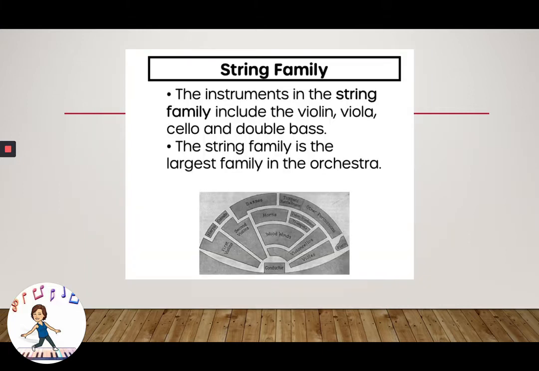Let's move on. The string family, the instruments in the string family include the violin, viola, cello, and double bass. The string family is the largest family in the orchestra. If you look at the chart and you look for the strings, you'll see that in the front, the violas, the violoncellos, that's the long form of saying cellos. The second violins and the first violins make up the majority of the orchestra.